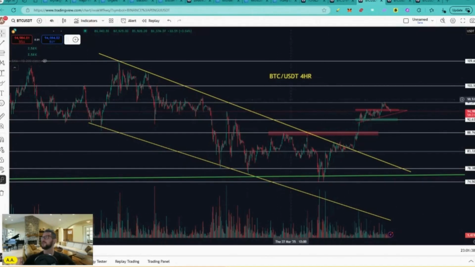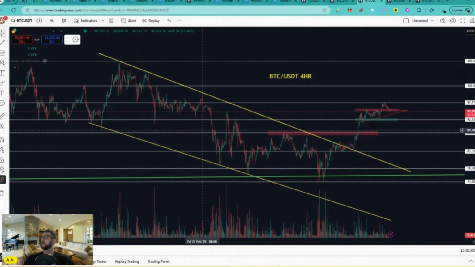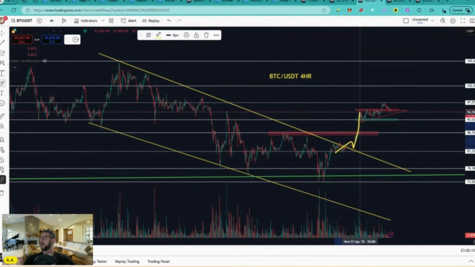Okay, so this is Bitcoin over USDT 4-hour chart. Bitcoin had been moving inside this descending channel that I have here on the chart since January. We found a bottom around 74,500, and then the price action pumped, and Bitcoin broke out of this multi-month descending channel. We had a breakout, some kind of a retest, and a continuation move to the upside.